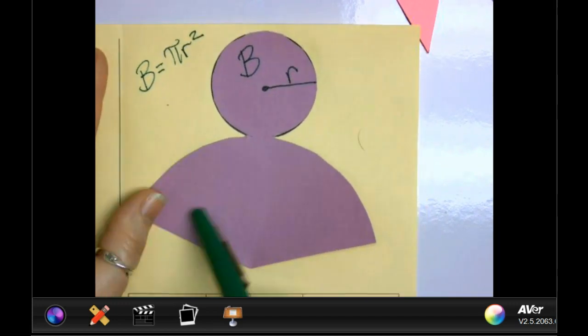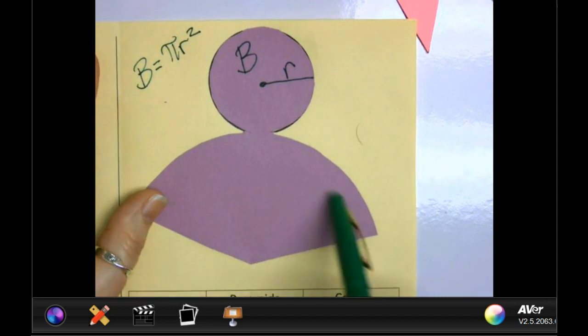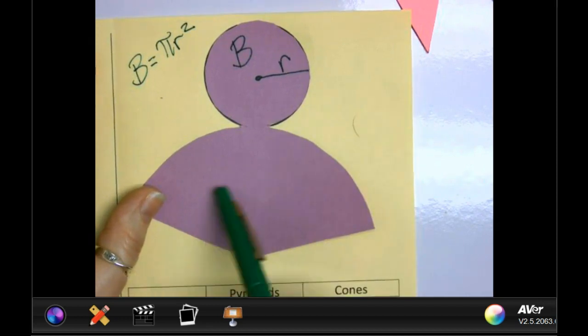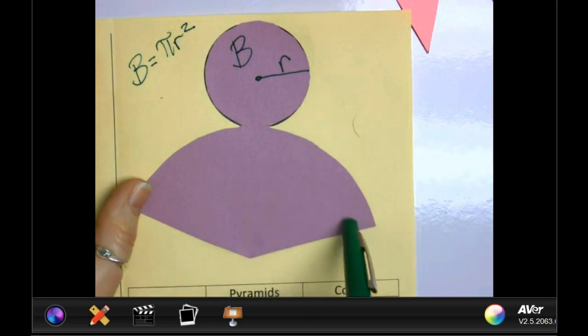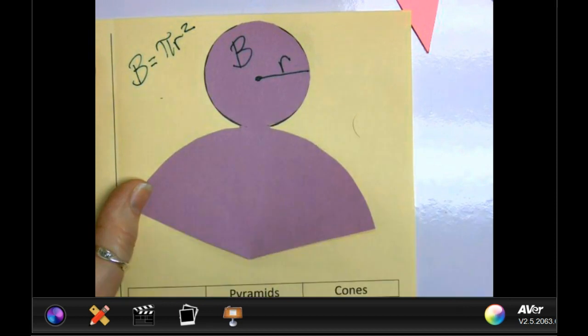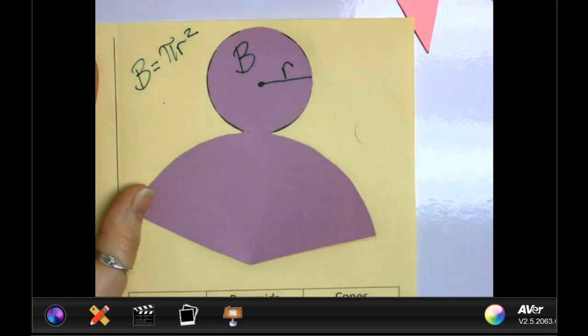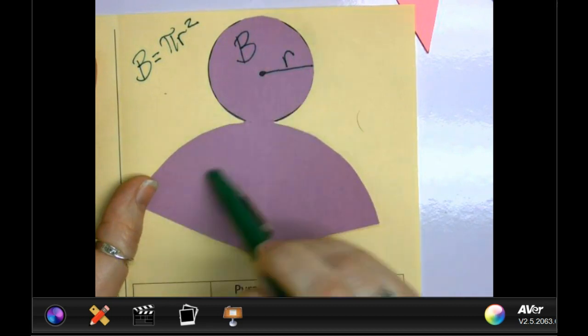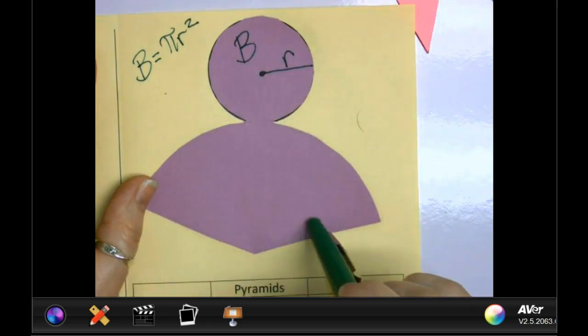Now, look at this part right here. The lateral surface for a cylinder ended up being a rectangle, right? It ended up being a figure that we already knew. The lateral surface for a cone, what is this? It's a portion of a circle. What do we call a portion of a circle? A sector. Do you see how the base is a circle? The lateral surface is just a sector of a different circle. Does that make sense to you?